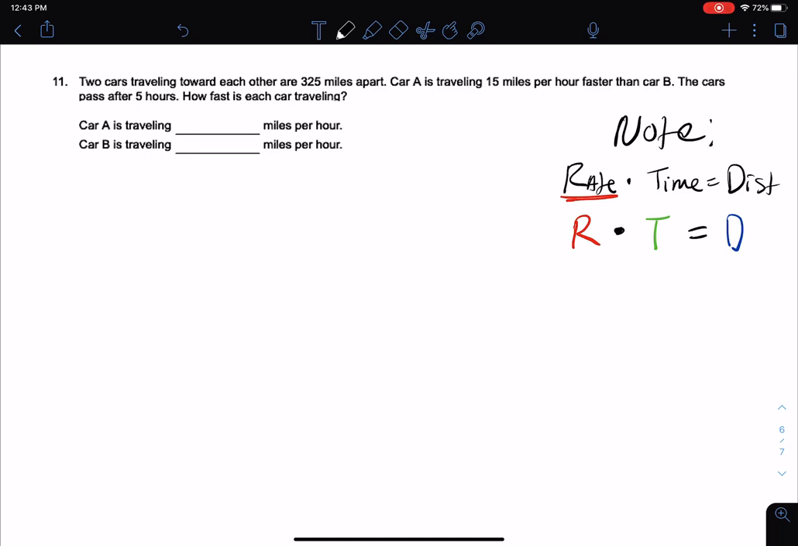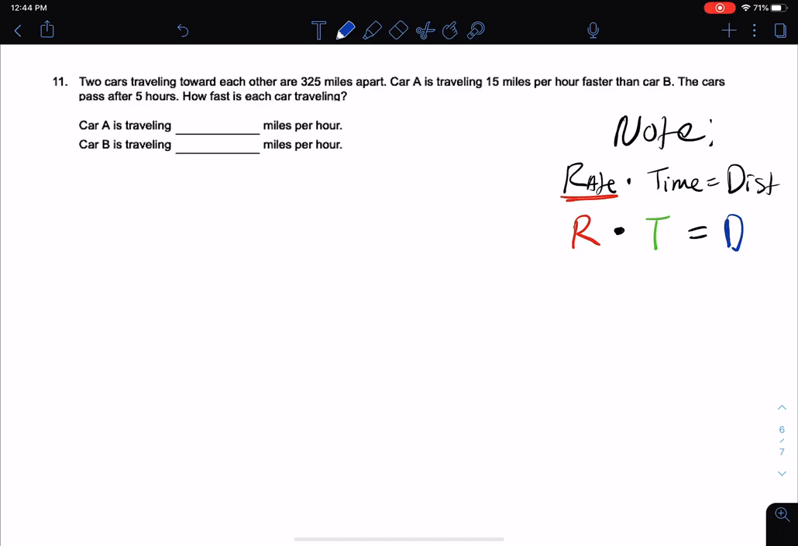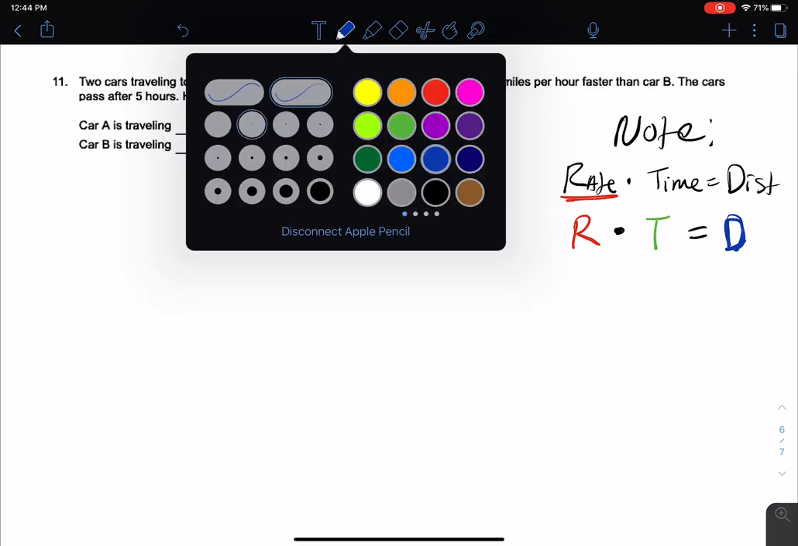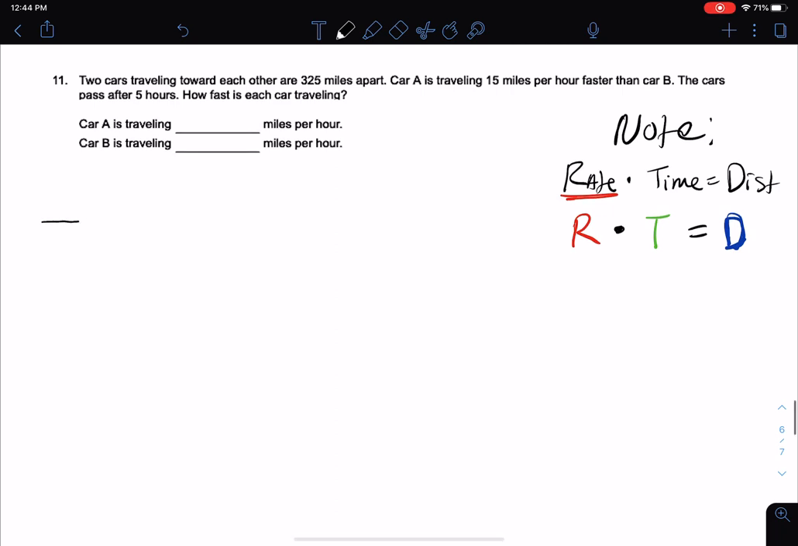And so you've got all these three pieces that you need to keep coordinated, and knowing that they have this relationship of rate times time equals distance. So let me clean up that D, distance. Okay, so a picture is going to be really worth a lot here. It says two cars traveling towards each other are 325 miles apart. Car A travels 15 miles per hour faster than car B. So I'll try to draw a picture that illustrates this.